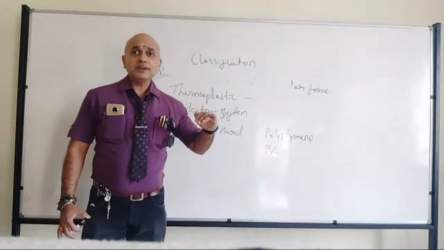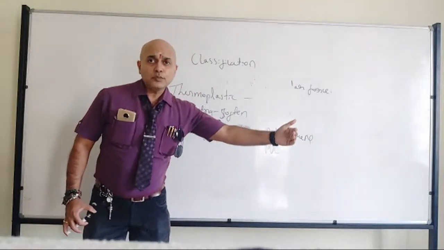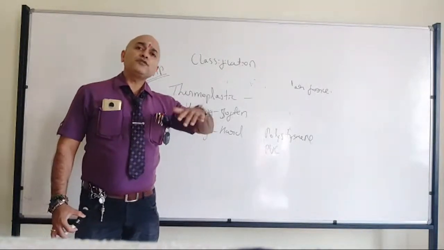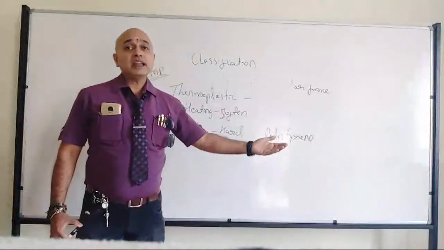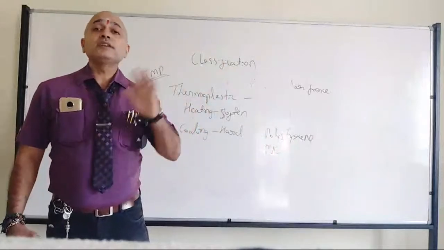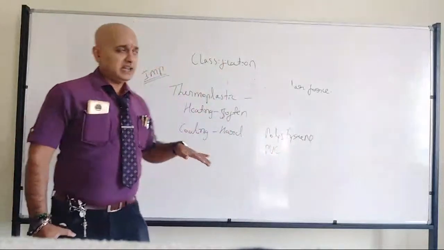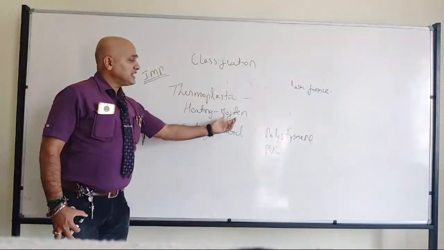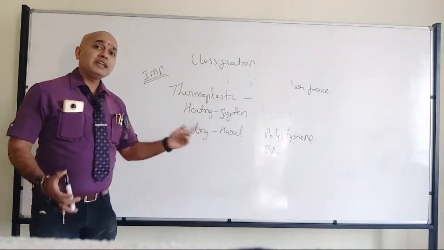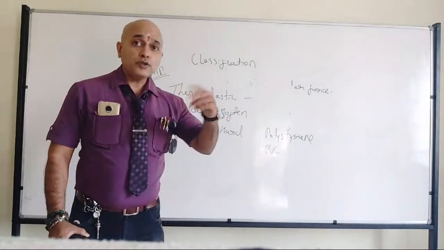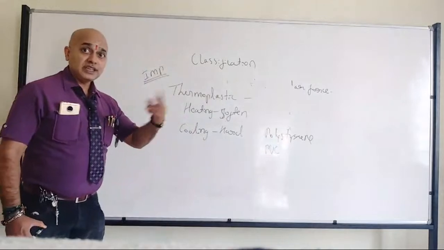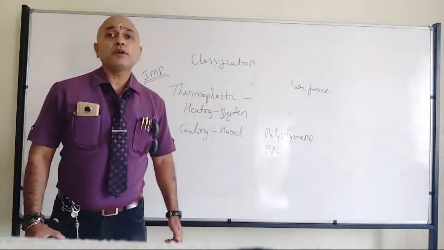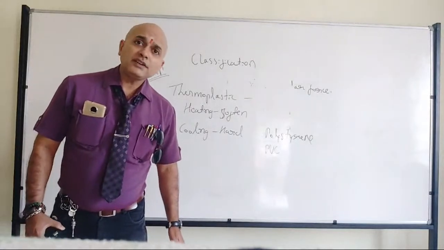They are having intermediate force between elastomers and fibers. They do not have low force as elastomers, but they do not have as much force as fibers. So they are intermediate. Which one? Thermoplastic polymers. So on heating they will become softer, but on cooling once again they will become hard to the original form. That is the speciality of the thermoplastic polymers. All of you have understood?